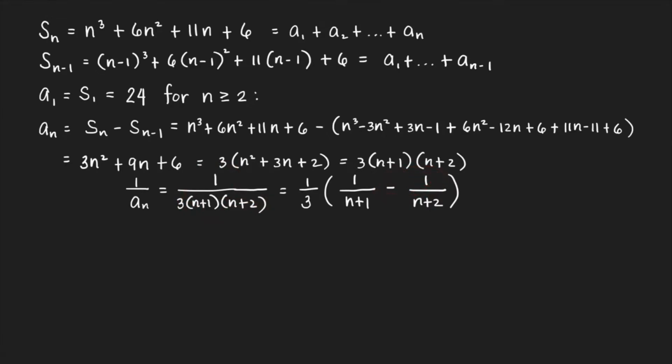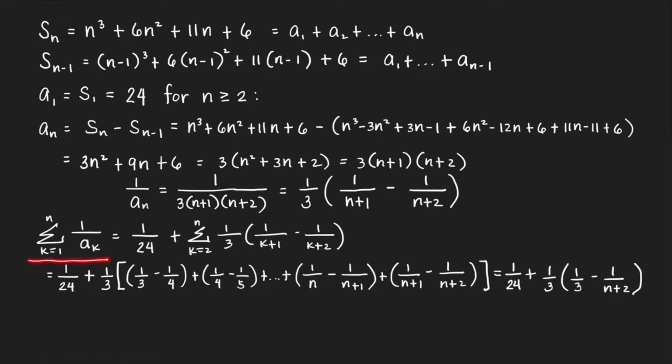Therefore, this summation from k equals 1 to k equals n is equal to 1 over a1, so that is 1 over 24, and then plus, of course, the summation from k equals 2 to n of our a sub k, where we just replace the n here by k. And this is a special series. This is called a telescoping series.